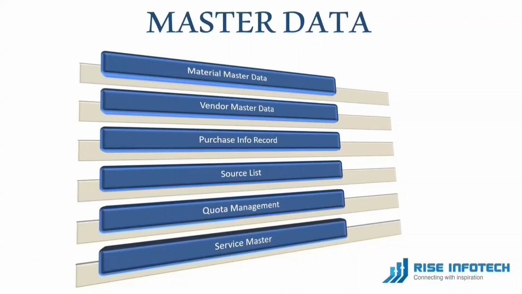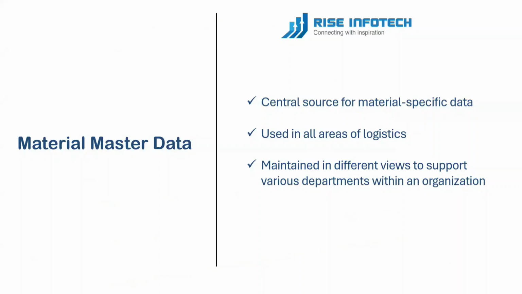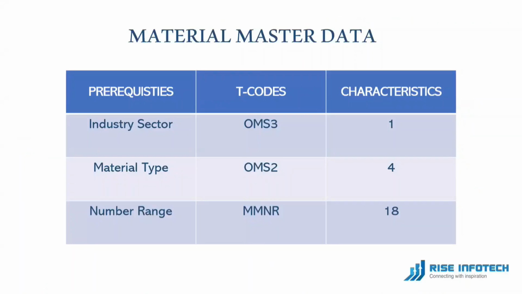Material master data we can call MMD, vendor master data we can call VMD, and purchase info record we can call PIR. Material master data refers to all the material records which are stored in the SAP system. The material master is the central source of information for a material related to several application areas: purchasing, storage, accounting, and sales. These are the prerequisites which we are using.